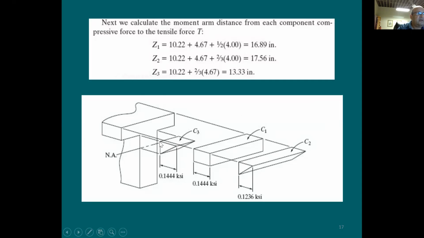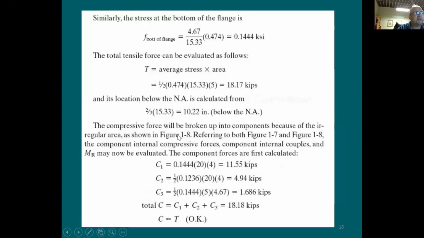I said, well, this is here 4.67 for the depth. And this is stress 0.144. So I'm going to say 0.144 times 4.67. Now, divide this by 2 times the width of the web, which is 5 inches. So let me look at this. It's 5 inches, 4.67 for the depth of it, times the stress, divided by 2. Now I have 3 forces. Total, you just add them together, is going to be 18.18, which is exactly or very similar to this.